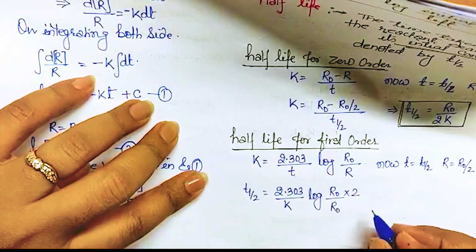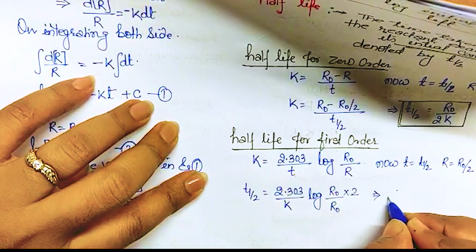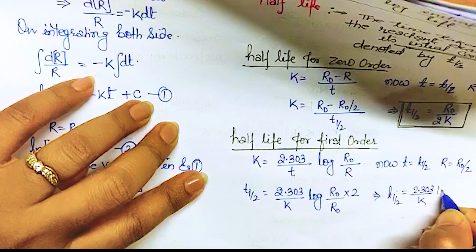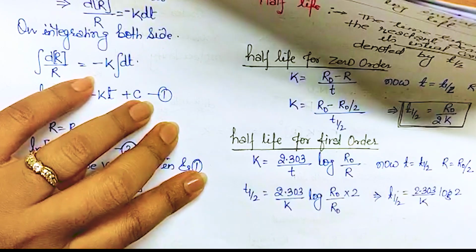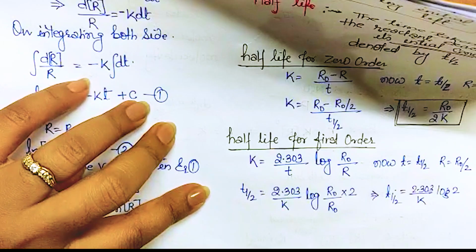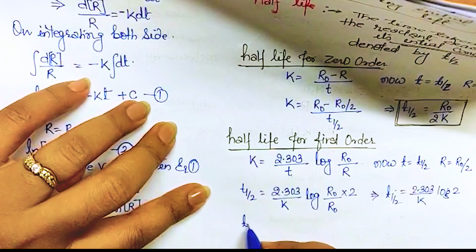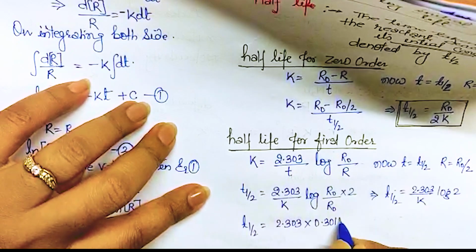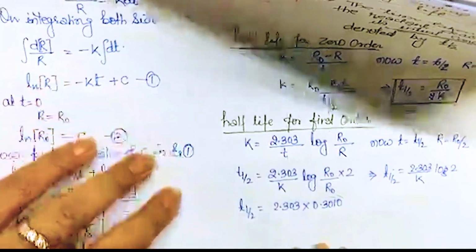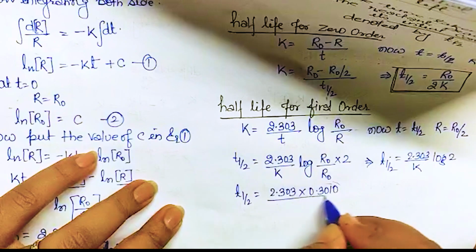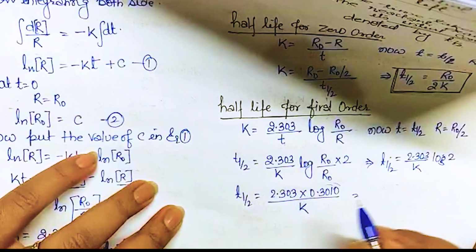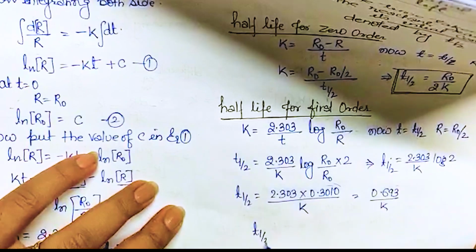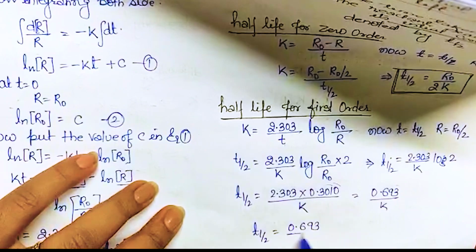Now it will be cancelled and we will be left with T half is equal to 2.303 upon K log 2. And we know the value of log 2. Log 2 is 0.3010. So T half will be equal to 2.303 into 0.3010 upon K. From where did this 0.3010 come? Log 2 value. Got it? And once you multiply these things, you will get 0.693 upon K. So you got the formula T half is equal to 0.693 upon K.